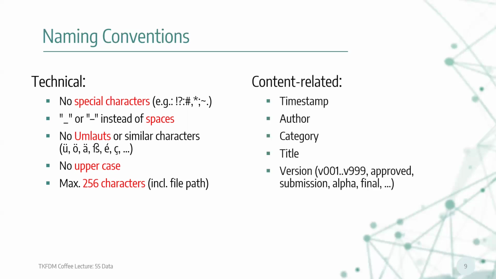The other thing you should also consider is the content itself. So what is written inside the name of the file. There can be a timestamp, the author or the person who created the file, the category, so what this file is about, the title itself of the file, or also the versioning. But here, please use them sparingly.